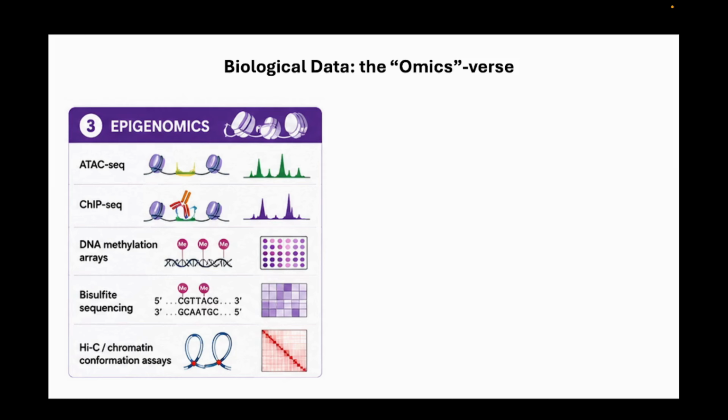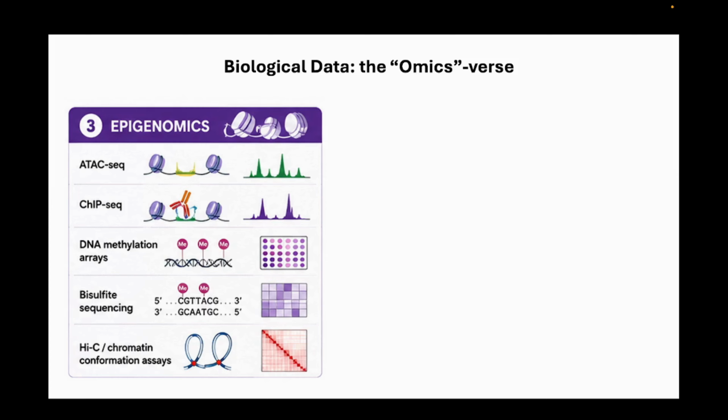Cells also regulate how DNA is packaged and which genes can be switched on or off. Epigenomic technologies investigate these regulatory layers. So we can study DNA methylation, chromatin accessibility, and the interactions between DNA and regulatory proteins. This helps us understand why two cells with essentially the same DNA can behave completely differently.